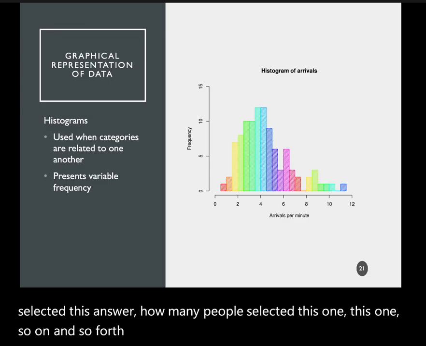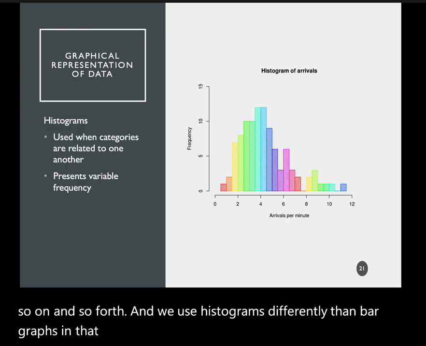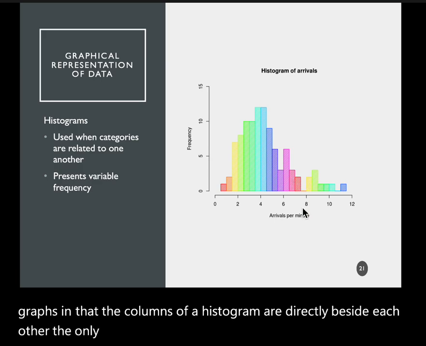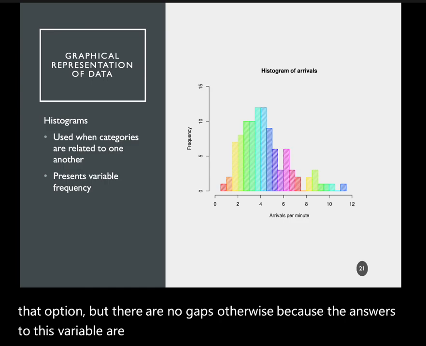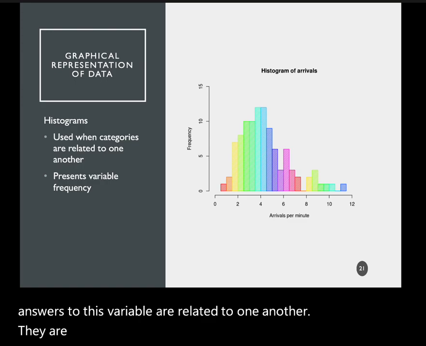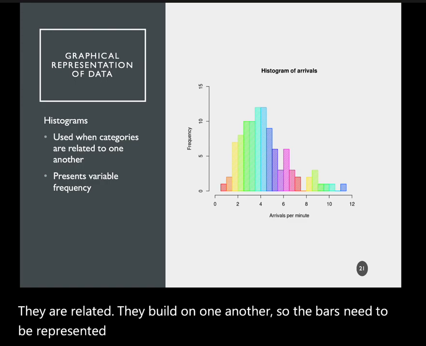And we use histograms differently than bar graphs in that the columns of a histogram are directly beside each other. The only gaps that you see occur because no one selected that option. But there are no gaps otherwise, because the answers to this variable are related to one another. They build on one another, so the bars need to be represented as such.